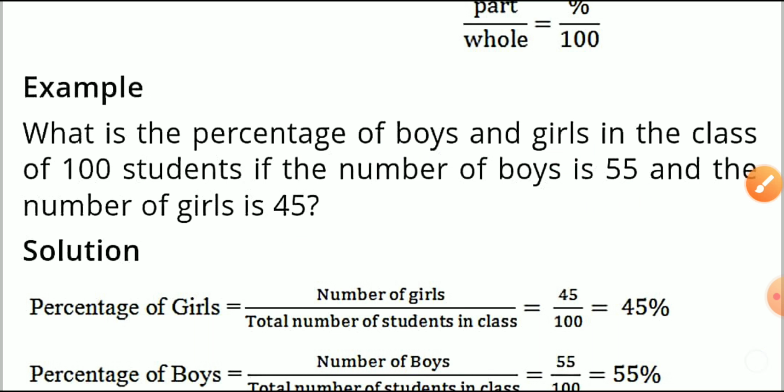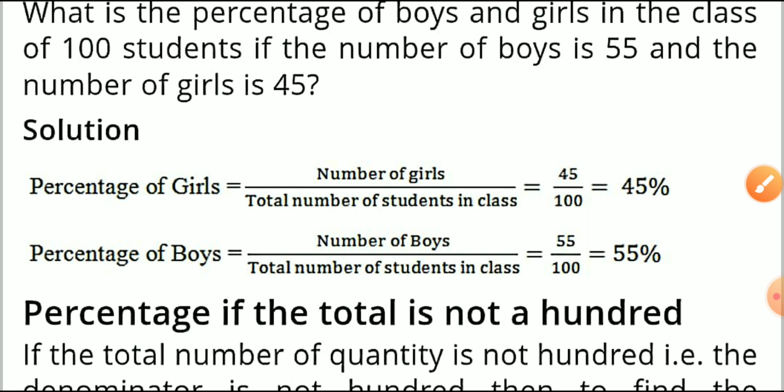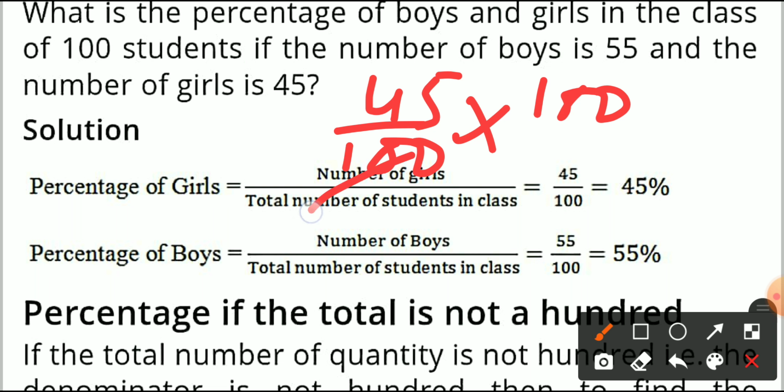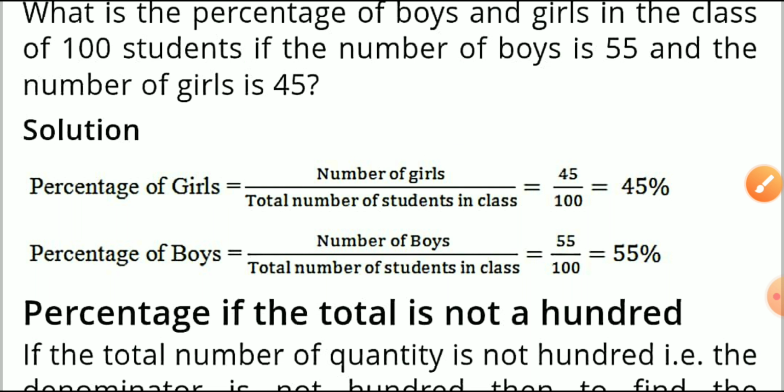So how do we calculate the percentage of girls? Number of girls is the part and whole is what? 100. 45 upon 100, which means 45%. How? 45 upon 100 multiply by 100. 100 cancel. What is left? 45%. Similarly, percentage of boys: 55 upon 100 equals 55%.